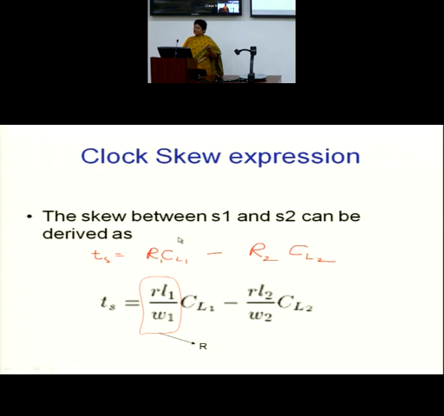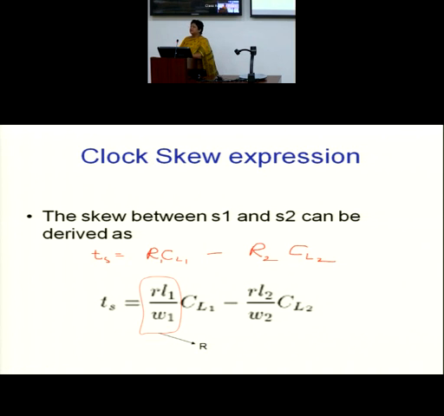So R1 into CL1 is the delay of the first destination point, and the delay of the second destination point is, minus R2 into CL2. 0.7 you can multiply, it hardly affects your decision. Now I represent this R in terms of rho L by A, or sheet resistance into L by W. The small r here is not resistance per unit length, it is the sheet resistance. So sheet resistance into L1 by W1, and here R2 is again written as sheet resistance, which is common.